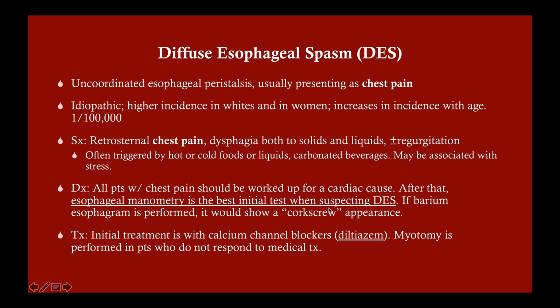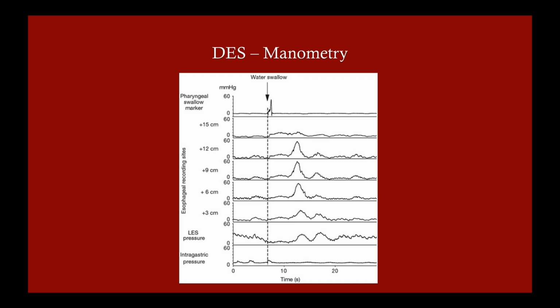But if you are given a picture of a barium esophagram, you should know what this corkscrew appearance looks like, and I'll show you a picture of that in a little bit. The initial treatment is with calcium channel blocker. So this is medical treatment first. And you give diltiazem, any calcium channel blocker, but this is the one that I found recommended. But you won't be asked to choose between calcium channel blockers. Myotomy is performed in patients who do not respond to medical treatment, but you should know diffuse esophageal spasm, the treatment is calcium channel blockers.